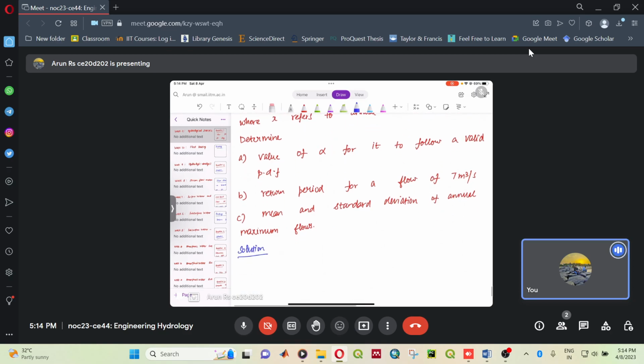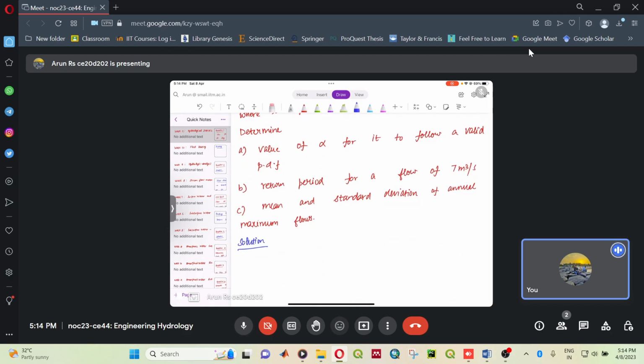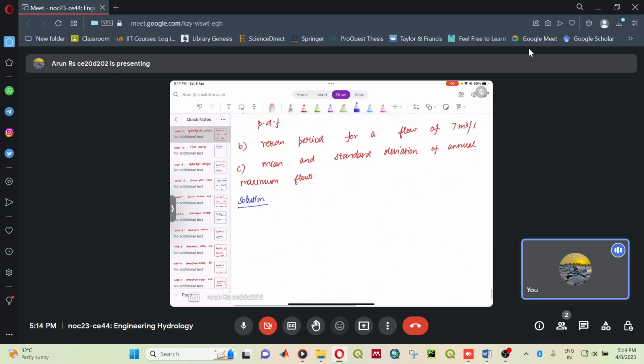Now we need to find the value of alpha such that the given function is a valid probability density function, and the return period for a flow of 7 meter cube per second. And lastly, we need to find the mean and the standard deviation of the annual minimum flows.